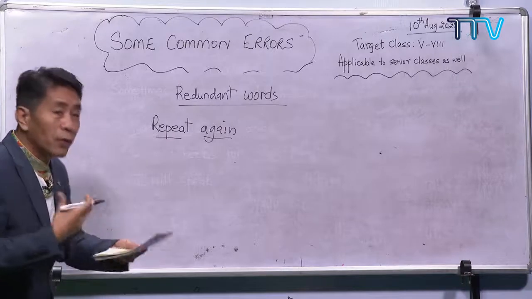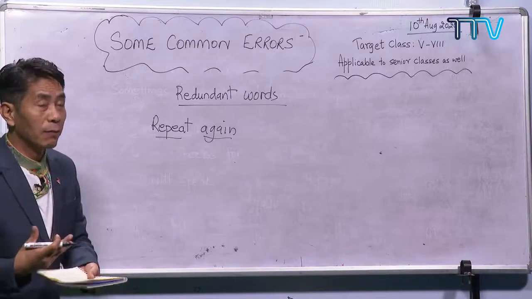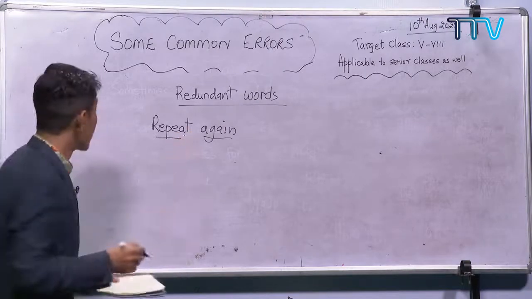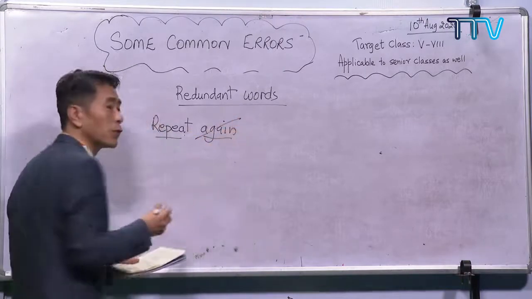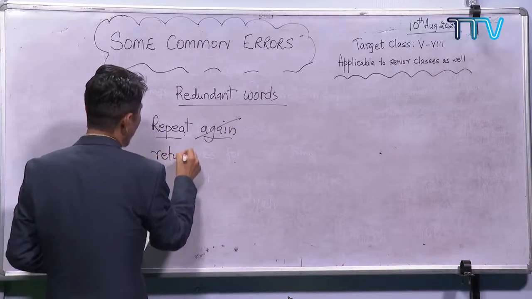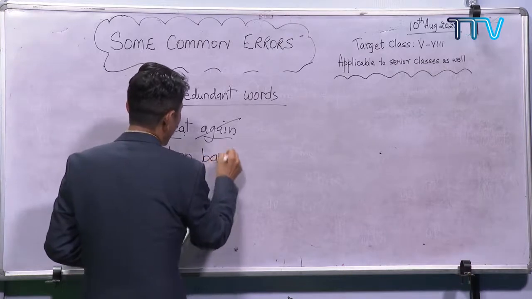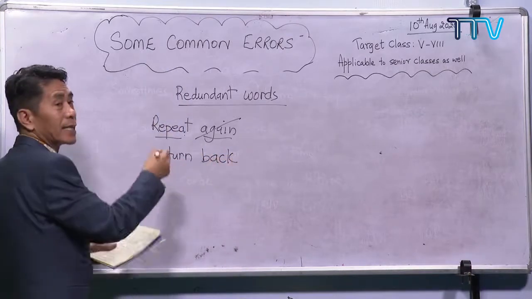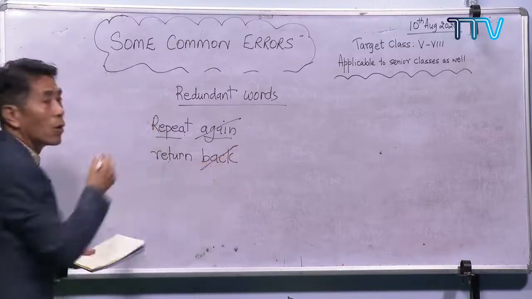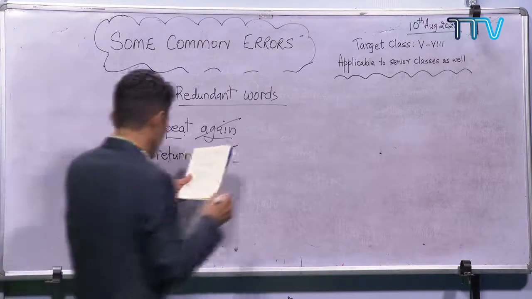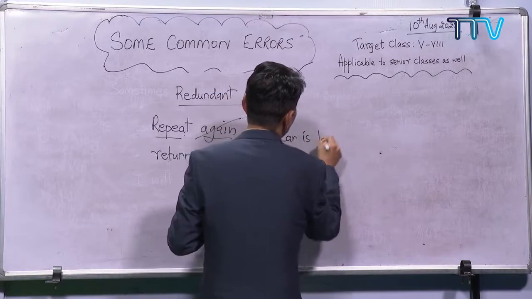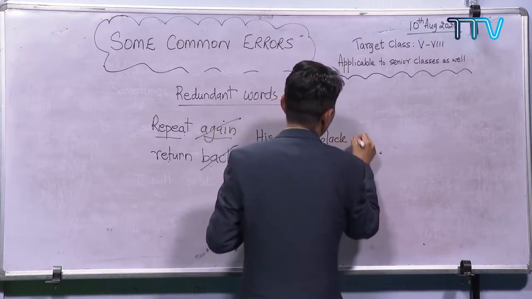So if you send your write-up to a native speaker for editing, I'm sure that native person will consider this redundant. Can you repeat? There's no need for you to write "again." Likewise, "return back." When I was small, I used to write "I return back." Return and back are the same. So this is repetition. Now, redundancy, for example: his car is black in color.